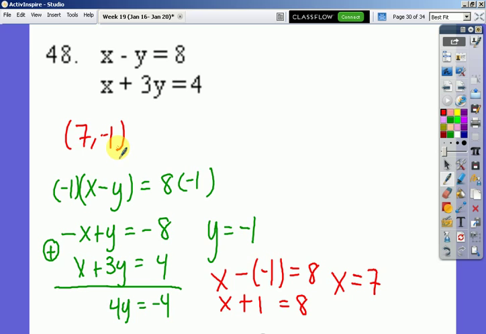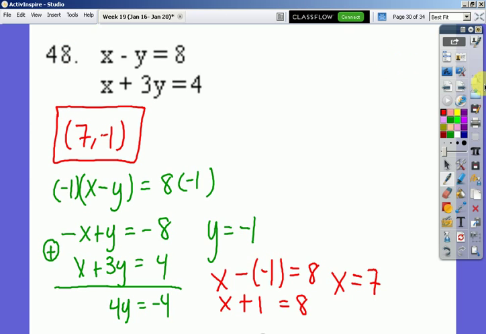So when I plug in 7, 7 minus negative 1, is that going to get me 8? Yeah. Yep. When I plug in 7, the 7 plus negative 3, is that going to get me 4? Right? So this is the point of intersection. That is a solution. So do double check. Do you have any questions? Do you need to try it a different way? Did you not get that? Did you get that? You're good. Good? Okay, great.